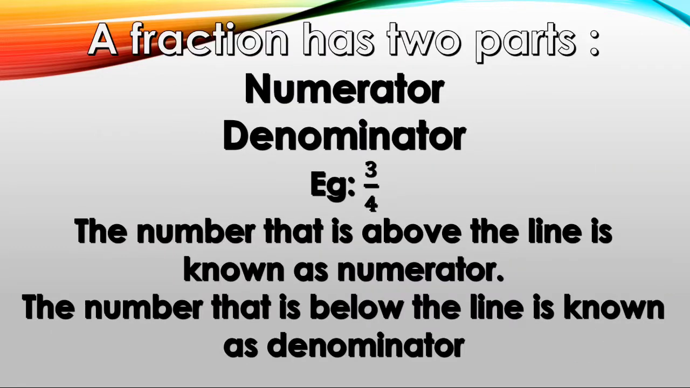A fraction has 2 parts, numerator and denominator. For example, when we write 3 by 4, we have two numbers, 3 and 4. 3 is written above the line. It is known as the numerator, while 4 is written below the line. It is known as the denominator.